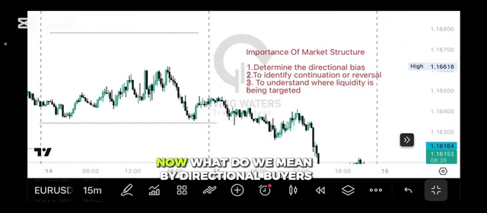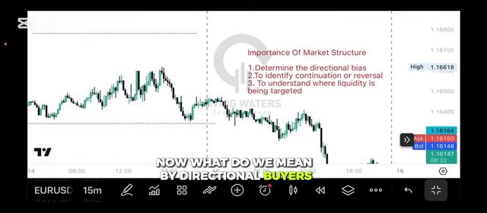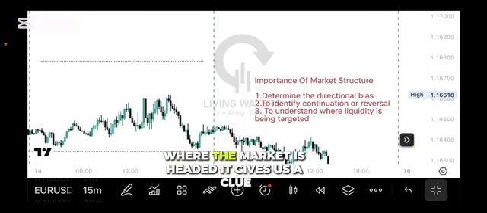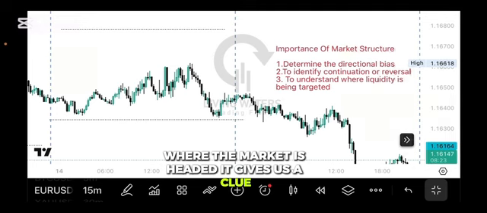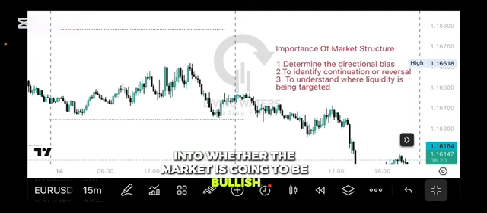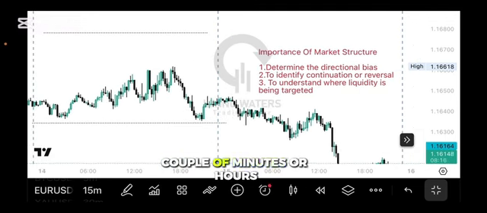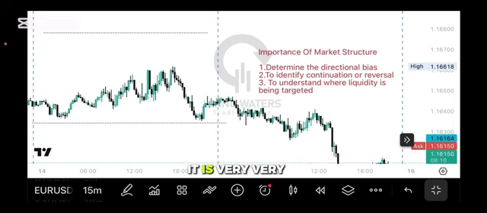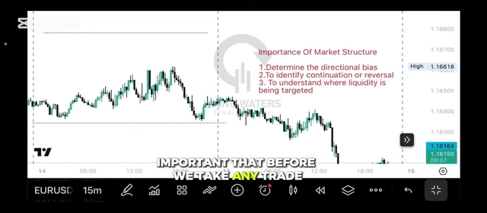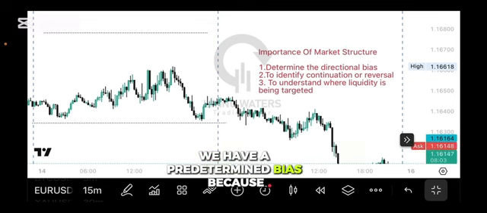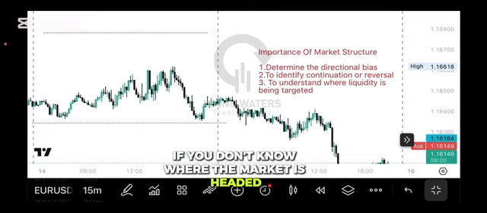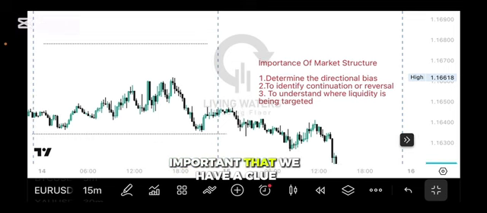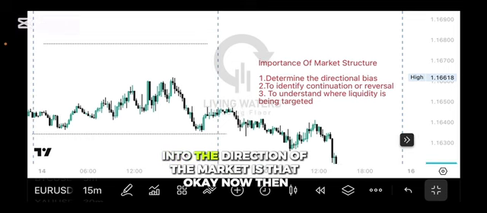So now, what do we mean by directional bias? The word directional bias is the clue we have into where the market is headed. It gives us a clue into whether the market is going to be bullish in the next couple of weeks, couple of days, couple of minutes or hours, or whether the market is going to be bearish. So it is very important that before we take any trade, we have a predetermined bias, because if you don't know where the market is headed, what you are doing is gambling. Do we get it now? And we don't want to gamble. So it's important that we have a clue into the direction of the market.